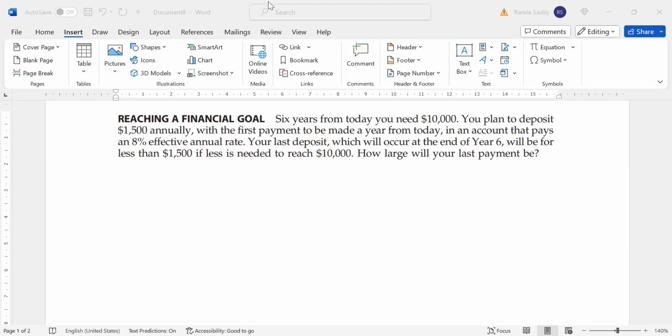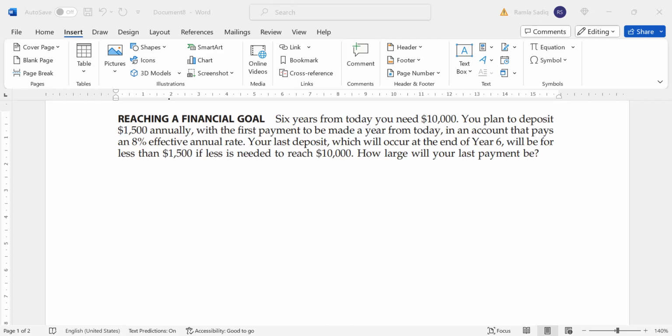All right, now let's do a question on reaching a financial goal. So 6 years from today, you need $10,000. You plan to deposit $1,500 annually, with the first payment to be made a year from today in an account that pays an 8% effective annual rate. Your last deposit, which will occur at the end of year 6, will be for less than $1,500 if less is needed to reach the $10,000. How large will your last payment be?